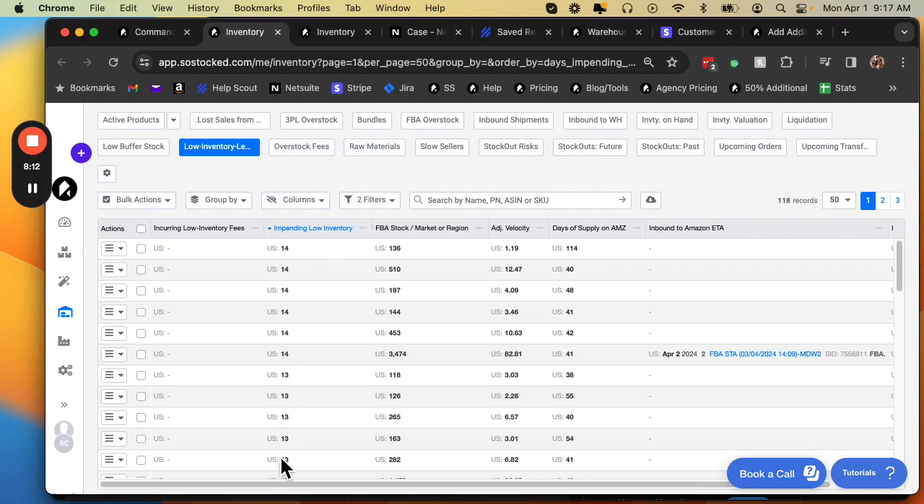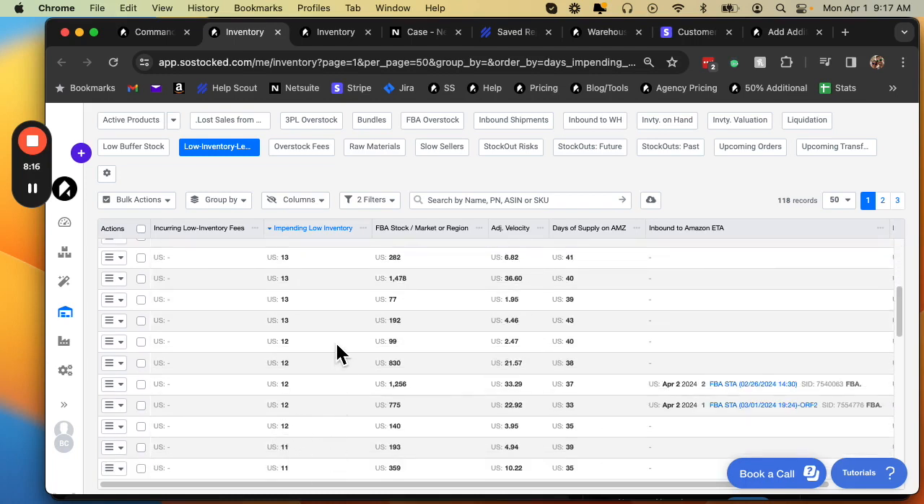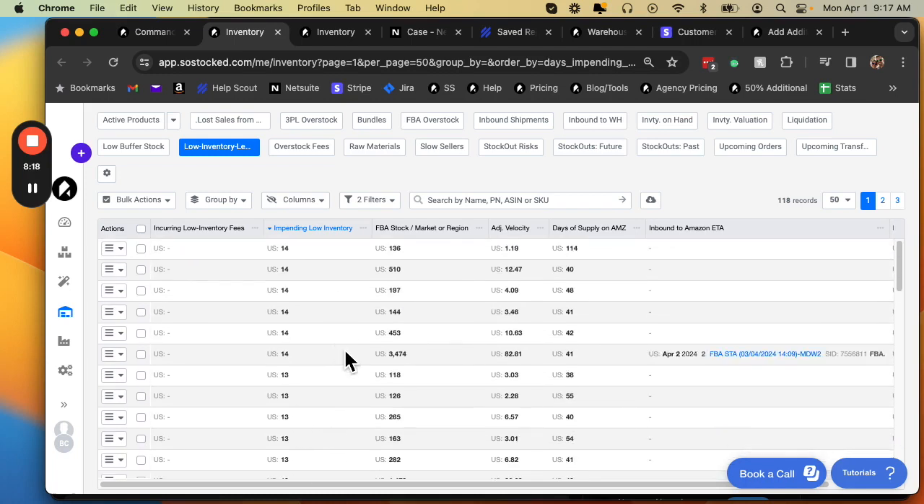These ones are not incurring fees yet. I'm 14, 13 days away, 12 days, 10 days away, whatever, from that 28-day threshold. So I'm not paying fees on these yet. I can buy myself a little bit of time.